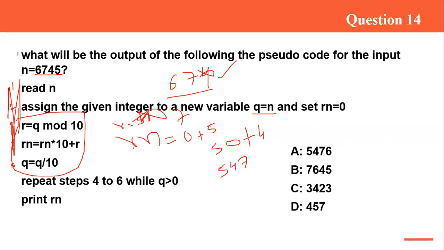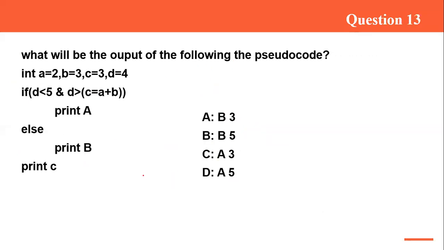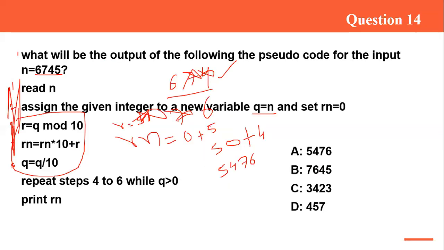Next Q is Q by 10. That means 67 by 10 will be 6. 6 greater than 0, true. Enters inside. 6 mod 10 will be 6. Rn was already 547. Into 10 will be 5470, plus 6 will be 5476. That's all. Then again Q is equal to Q by 10. Q will be 6 by 10. 6 by 10 means 0. Now 0 greater than 0, false.